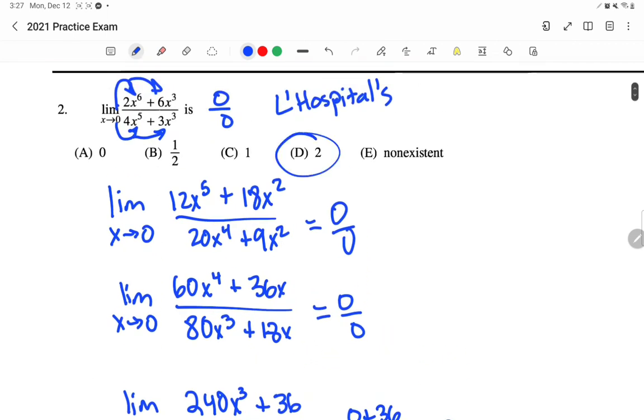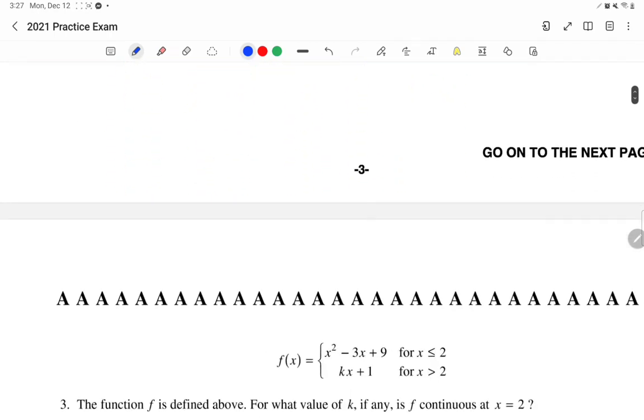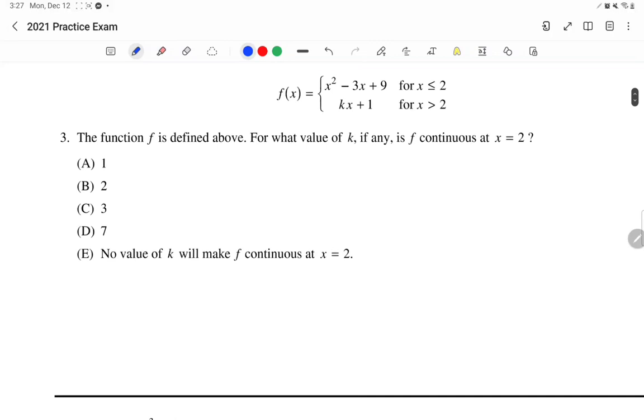You also could have done this factoring, and factoring actually would have been a lot faster. So had you factored out like a 2x cubed, that would have been faster on top, and then you could factor out an x cubed on bottom. Either way will work.